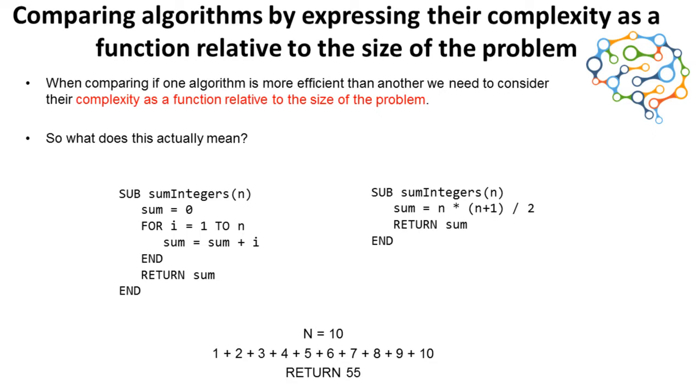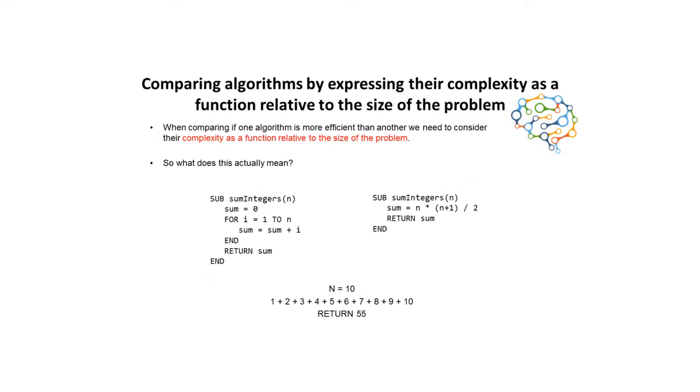When comparing if one algorithm is more efficient than another, it's important to consider the complexity as a function relative to the size of the problem. So, what on earth do I mean by that? Well, let's have a look at these two algorithms here. Both of these algorithms are totaling up a set of numbers. For example, in both these algorithms, if we supply the integer 10, so n becomes equal to 10, both algorithms perform the calculation 1 plus 2 plus 3 plus 4 up to 10 and return 55.